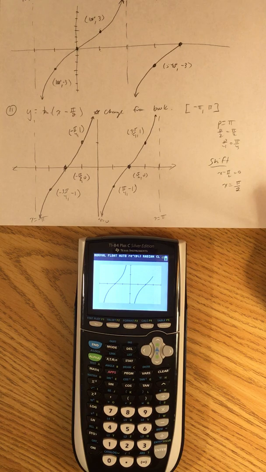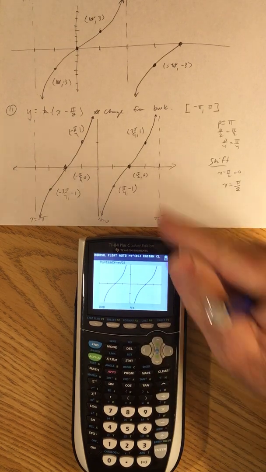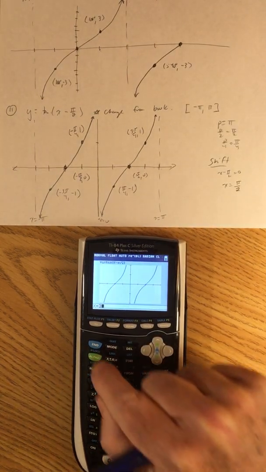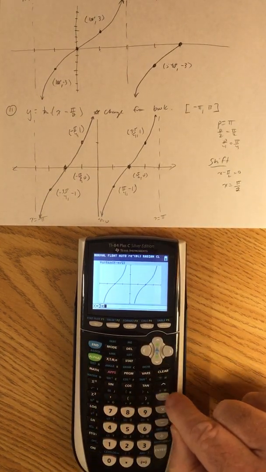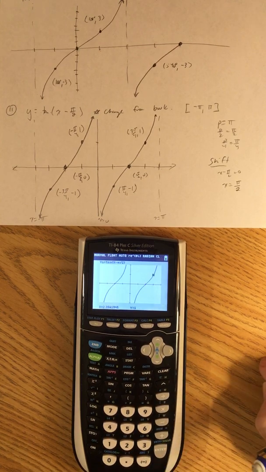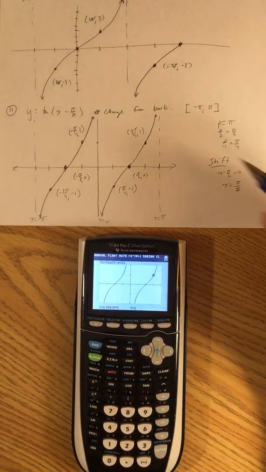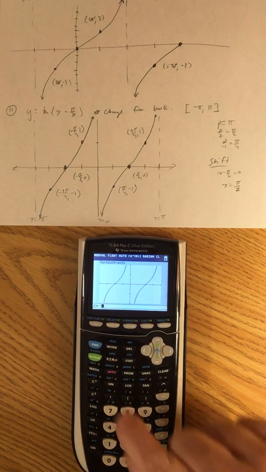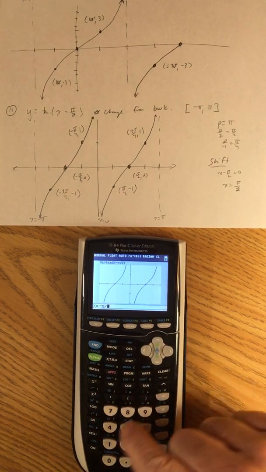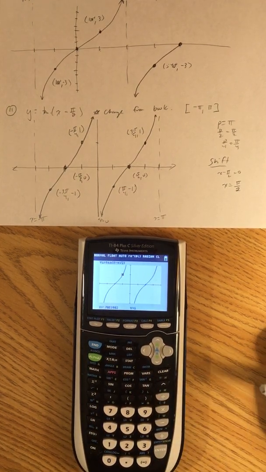And it takes practice, a little time to do this. Okay. And then put the trace on. Let's try 3 pi over 4, which should be at 1. There it is. Let's try negative pi over 4. That should be at 1. Okay. It all works out.